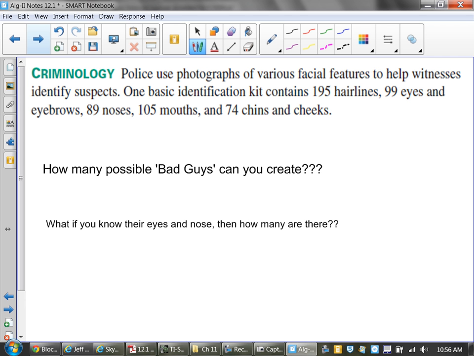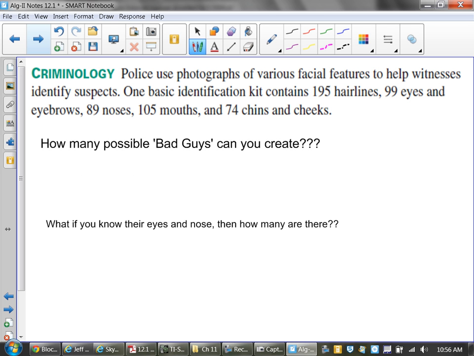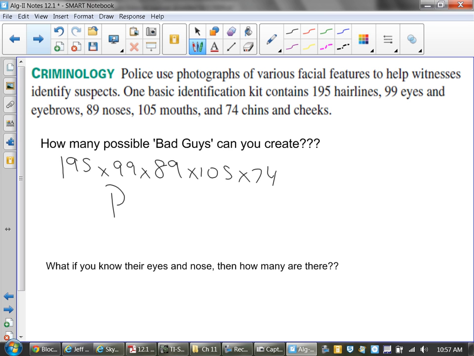How many different possible bad guys did you come up with? A big number. You get a really big number. Meaning you'll never find your calculator.